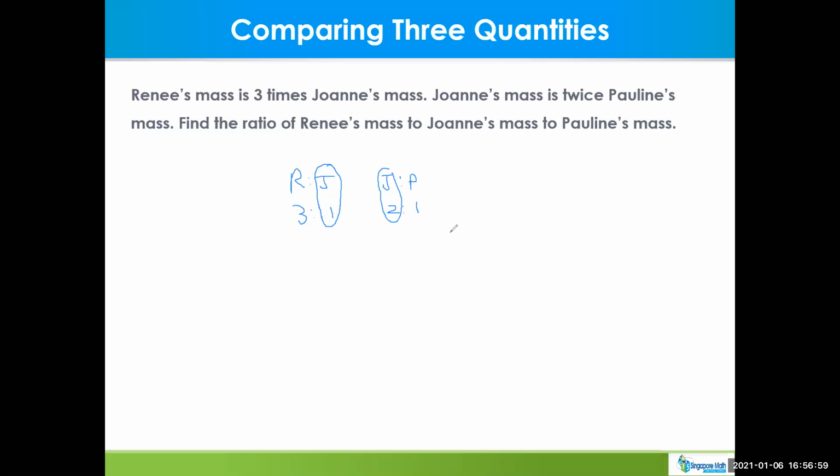Remember at the start of the lesson, I said that ratio is actually about quantities. So we can try to make the quantities equal to each other. Here when you compare Renee and Joanne, it's 3:1, but Joanne to Pauline is 2:1. So we can make them equal, because here Joanne is 2 and here Joanne is 1. If I want to combine the ratios, I can multiply this by 2 and then I get 6:2:1 for Renee to Joanne to Pauline. Does that make sense? Good. Next one.